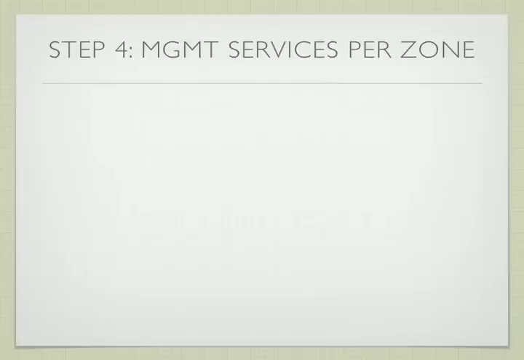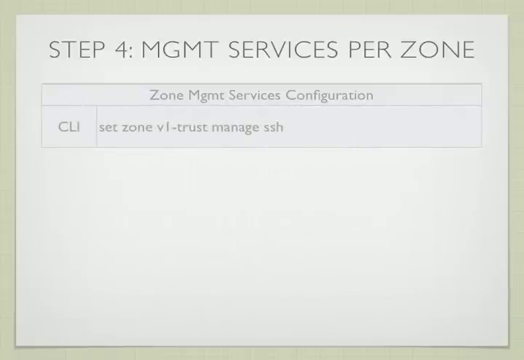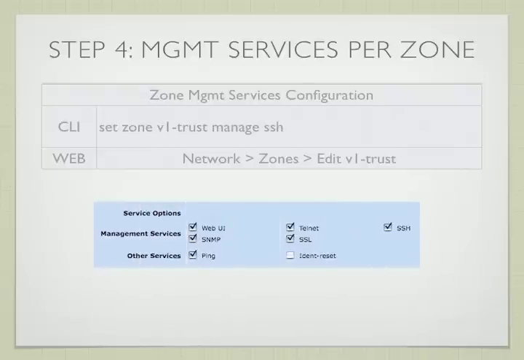Management services also need to be configured by the zone. So in this case, we're going to say set zone v1 trust manage SSH, allow SSH on the v1 trust zone. And these will be a property of the zone in the web interface. When you edit a layer 2 zone interface, you get the same service options section that you normally see on an interface at the zone level. And again, they have to be enabled both at the zone and at the interface for the path the traffic is taking to the device.